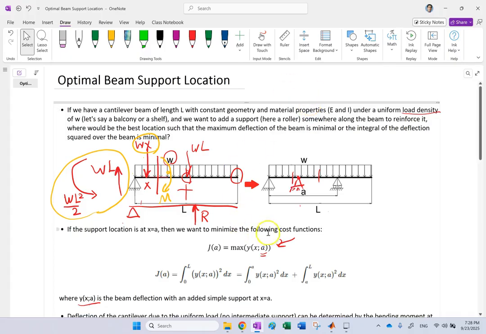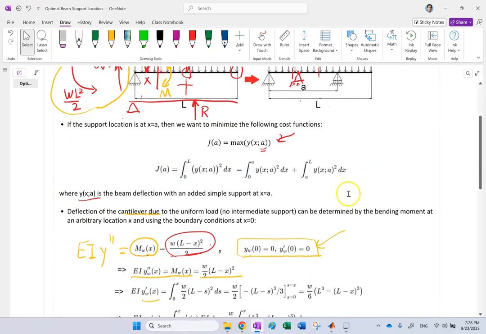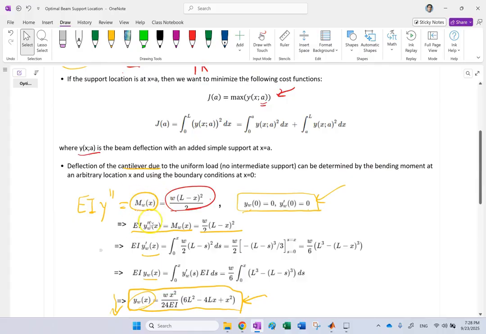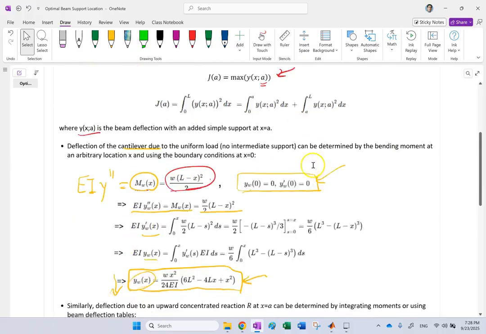Again, if your goal was to minimize the maximum stress, you could just look at y double prime and try to minimize that. And y double prime, you can see in this case, is this quadratic function over EI.